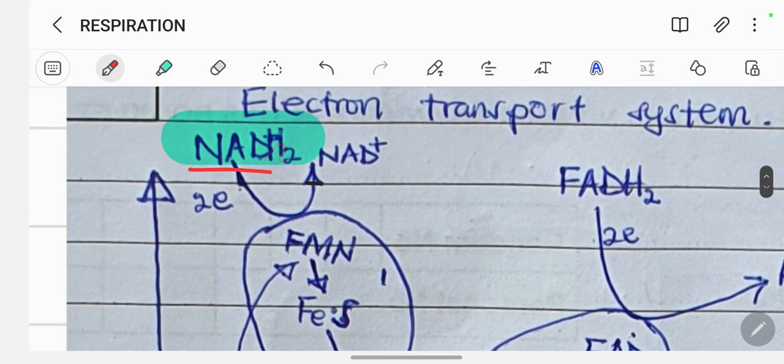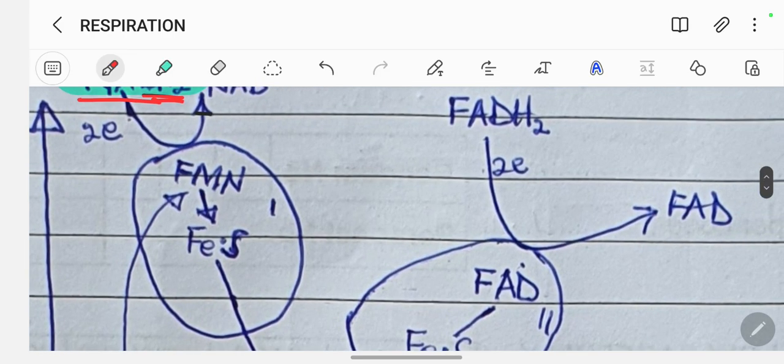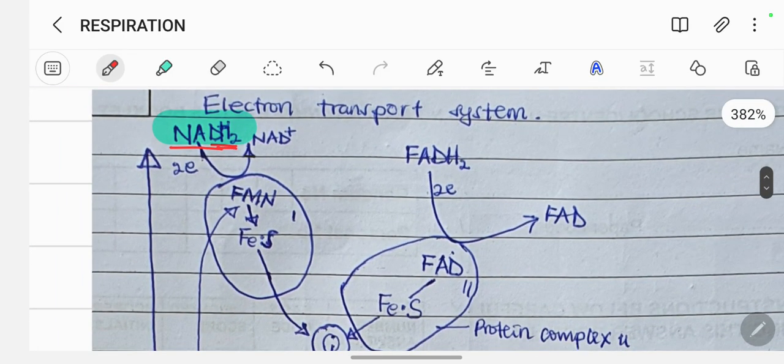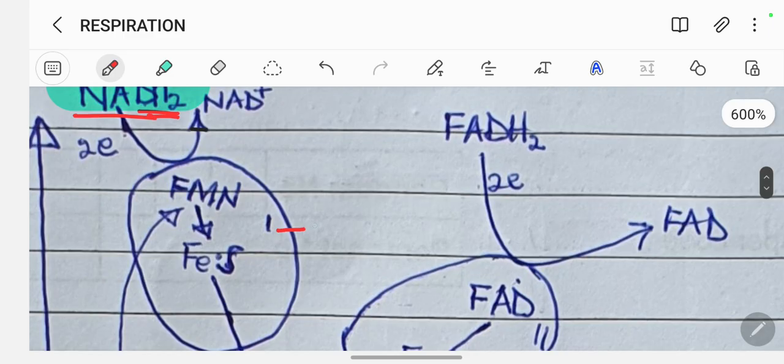First, reduced NADH submits the hydrogen and the electrons it's carrying. As it submits the electrons, it's going to give them to the first protein complex that we have. This one is also a protein complex. We call it protein complex 1, or complex 1.